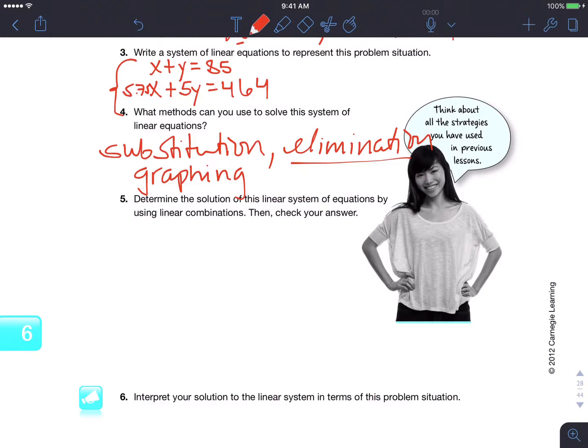With the exception of those cheating applications. Well, they're not cheating, they're helpful, but you need to know what you're doing for the test and for the quizzes. So elimination, let's go ahead and do that.